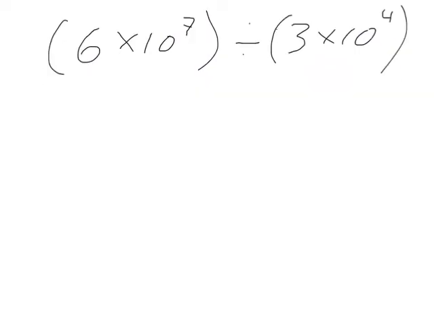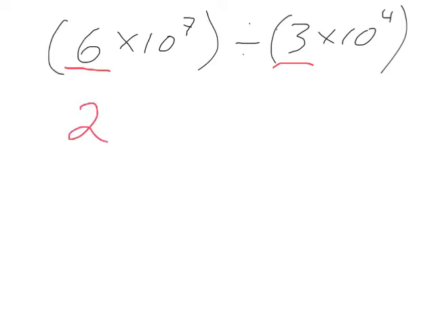Take, for example, this problem. I can see right here that I have my factors 6 and 3. I can see that I have powers of 10, and I can see that I'm doing division. Well, just like yesterday, I'm going to handle it piece by piece, part by part, and come up with the correct answer. So the first thing I'm going to ask myself is, what is 6 divided by 3? Well, 6 divided by 3 is 2.